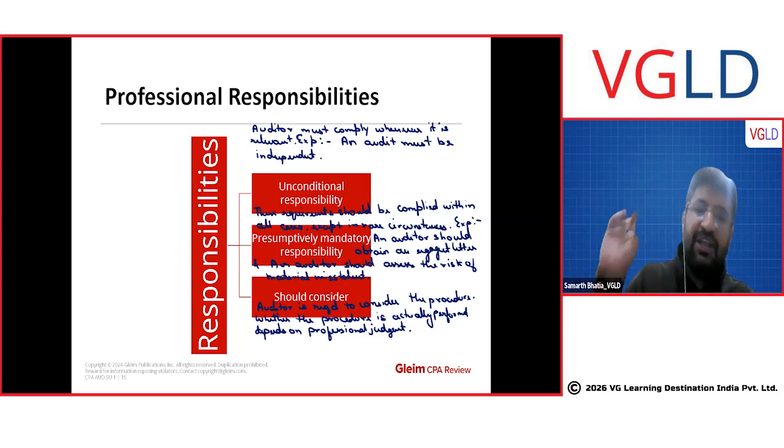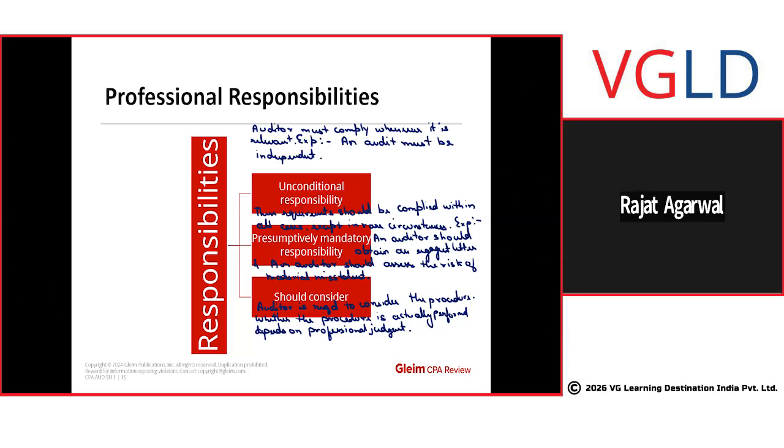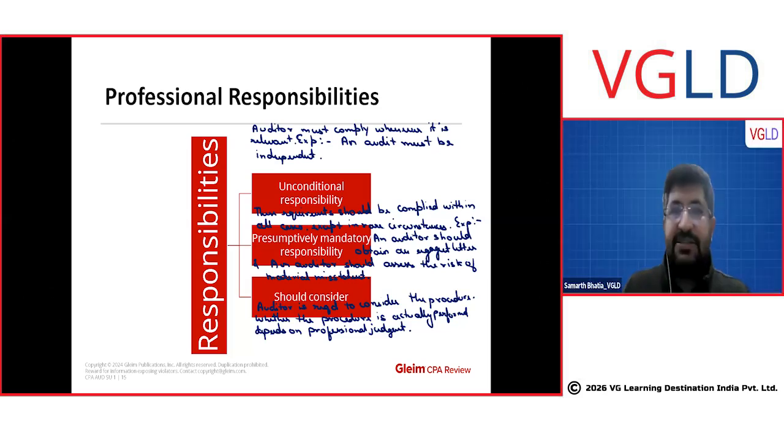We have to assess the risk of material misstatement. This is mandatory, but still an exception is possible. For anything where there is an exception, it is a presumptively mandatory requirement. So is taking a risk assessment mandatory, or is it an exception that can be considered, should be considered? It should be considered. We can't use the word must there, because an exception can always be possible for many things.